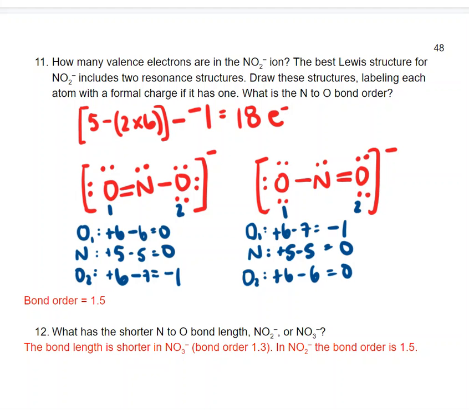Now if I look at the formal charges for both of these Lewis structures, they should add up to -1 because that's the charge on the ion. So what has a shorter N to O bond length, nitrite or nitrate? The bond length in nitrate is a little bit shorter. It's about 1.3, whereas in nitrite, it's about 1.5.